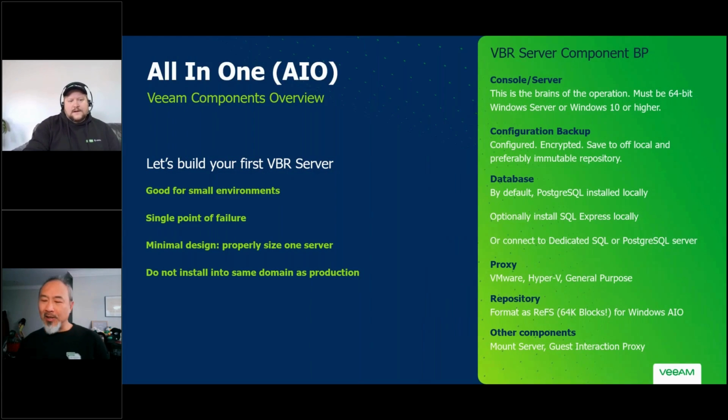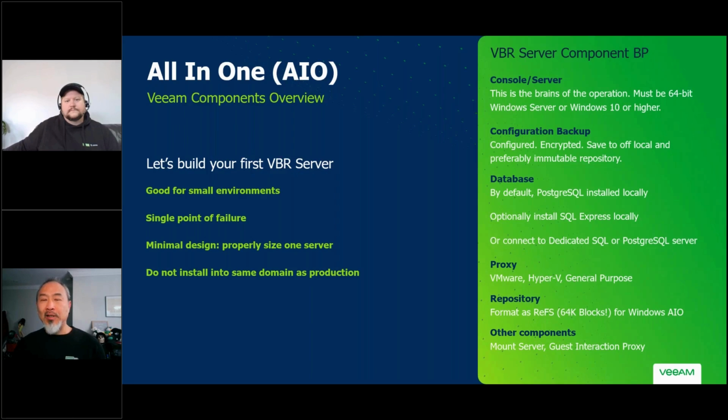Now that we know some of the high-level concepts and gathered our information, we're ready to build our first all-in-one deployment, or what's known as a simple deployment. This is basically going to be all of the components of your VBR solution on one server. It's really good for small environments, but keep in mind, because it's one server, this is your single point of failure. So you need to understand how to recover from the loss of that server.